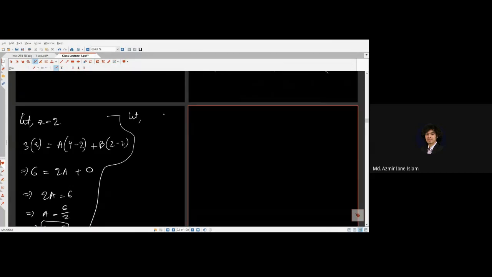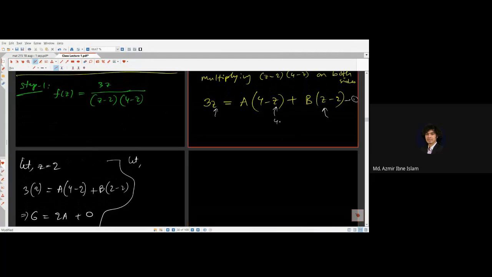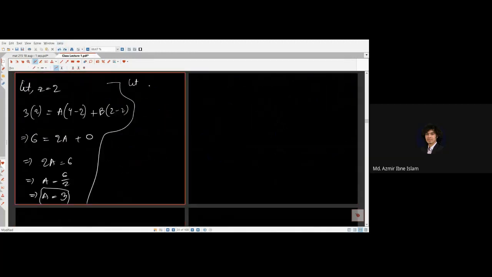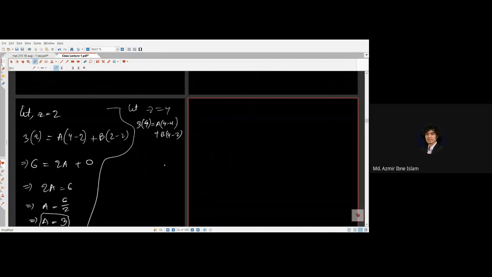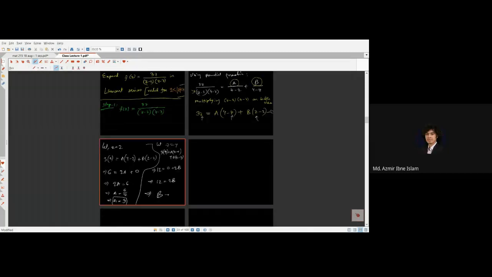Now let z equal to 4, so that we find B. So 3 times 4 equals A times (4 - 4) plus B times (4 - 2). That is 3 times 4, which is 12, and this is 0, plus 2B. So 12 equals 2B, so B is equal to 6.